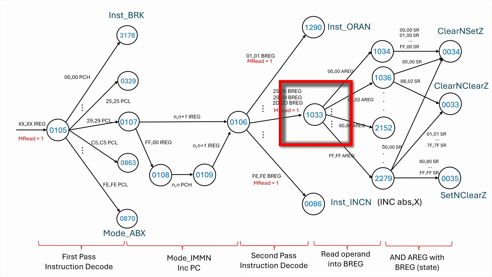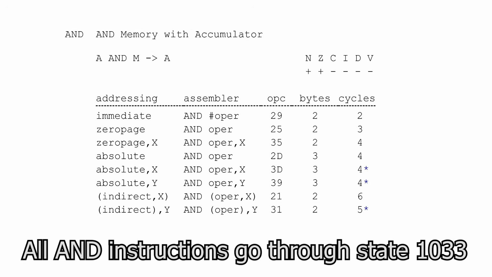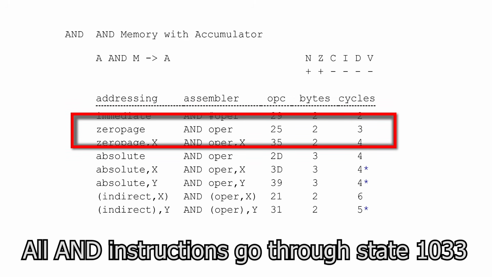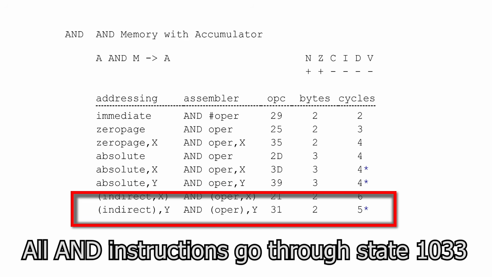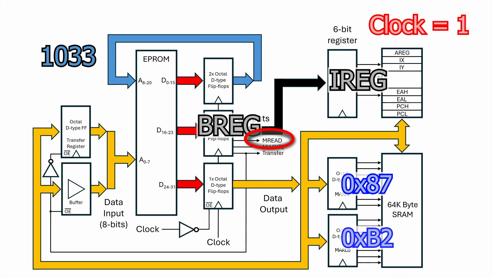State 1033 is our AND operation in second pass decode. It doesn't matter what addressing mode we used in first pass decode. All of the AND instructions go through state 1033 in second pass decode, whether we used immediate mode, zero-page addressing, or one of the more complex ones like wide direct indexed addressing. What we do know is that in state 1033, the memory address registers point to the location of one of the operands for the AND operation, and we need to do a main memory read to load into the B register.